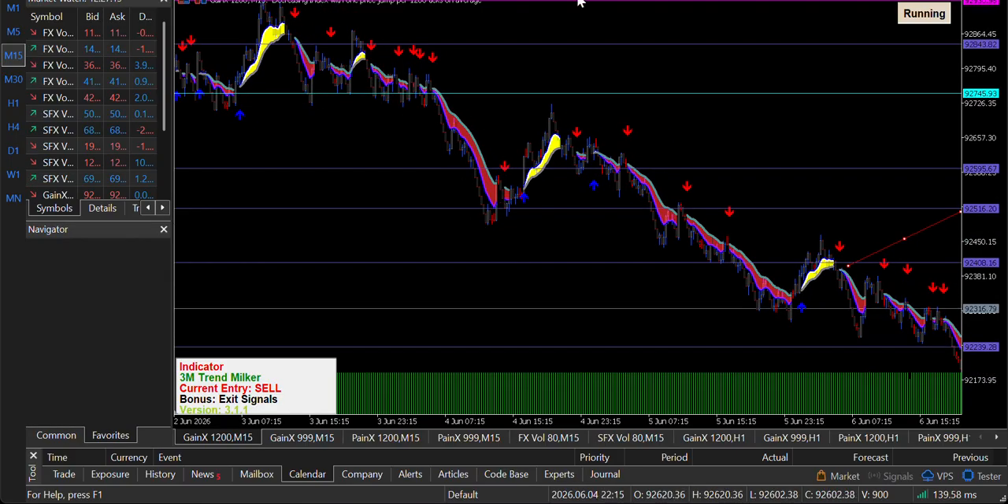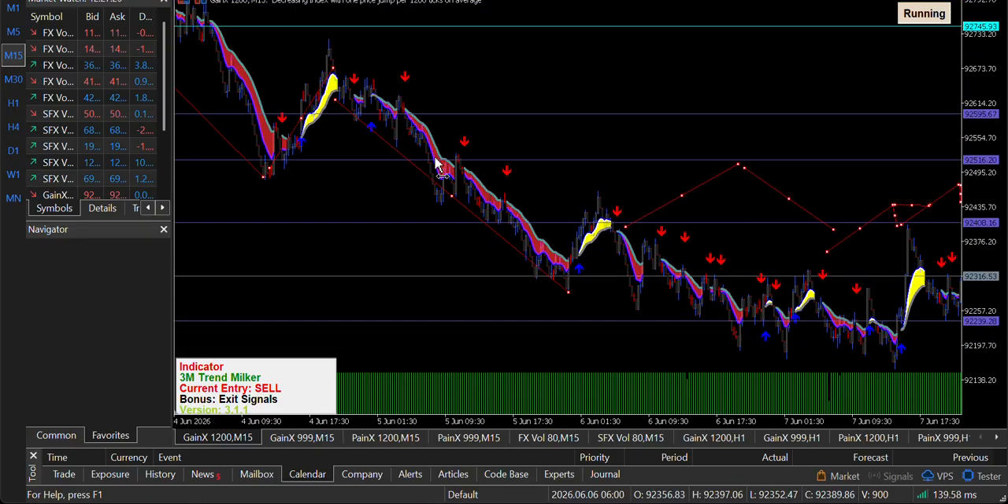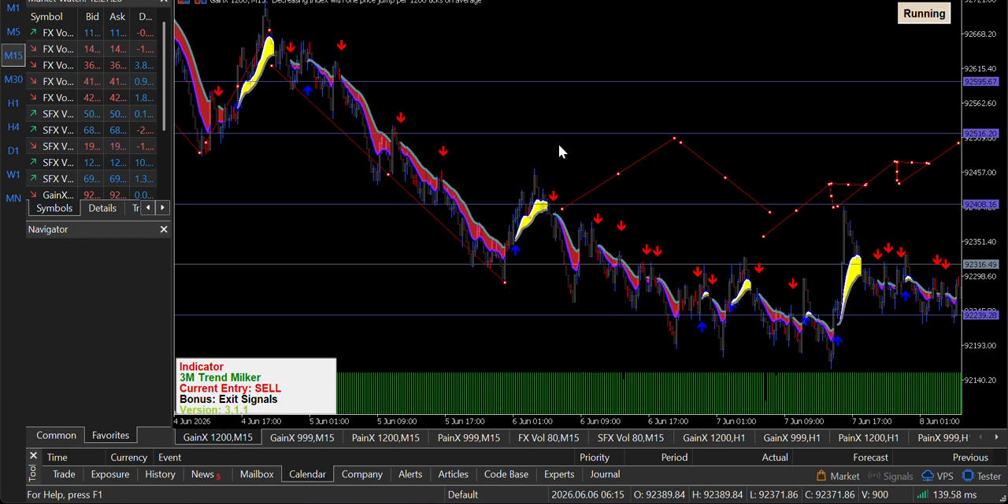So it came back, it came down, had a pullback, came down again, another pullback. You can see right there is another pullback, then it came down and another pullback.